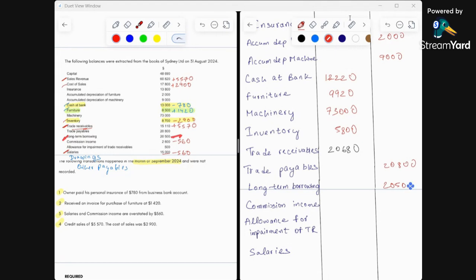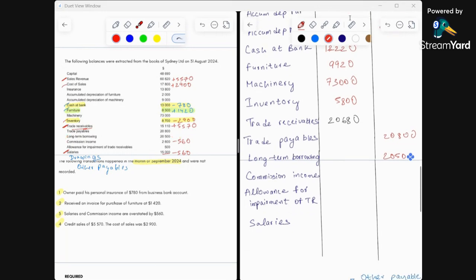Then we have got the commission income, which is 2,600 minus 560, because originally we overstated this amount, so now we are reducing it. So 2,600 minus 560 gives us 2,040. And commission income, being an income account, must be shown on the credit side because all income accounts by default are credited. Basically, the exact opposite of expenses, which by default are always debited.